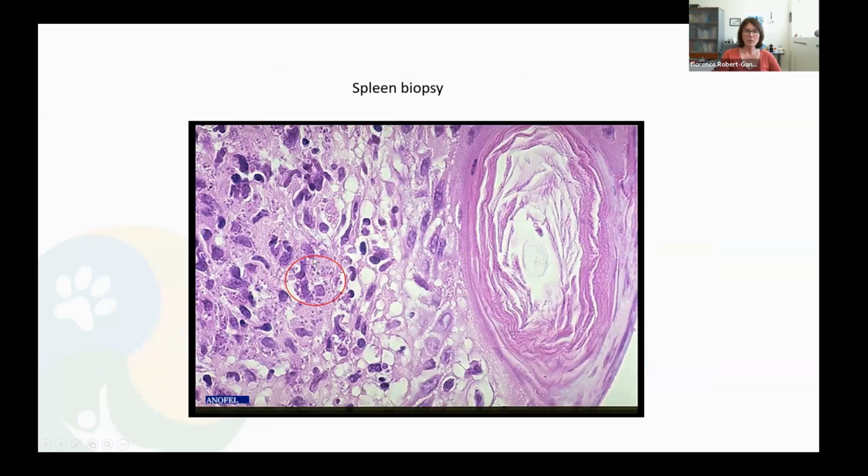This is a picture showing a spleen biopsy here. It's not so easy to find the Leishmania amastigotes, which are very tiny inside the cells. And on histopathology, it's not always easy to make the diagnosis.